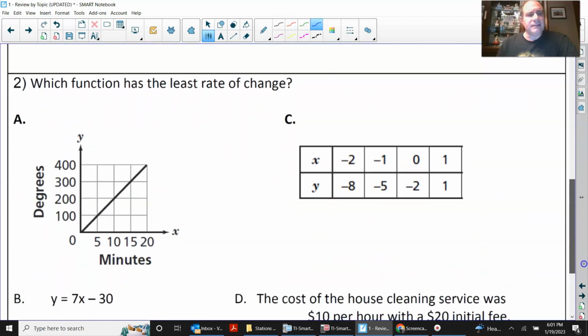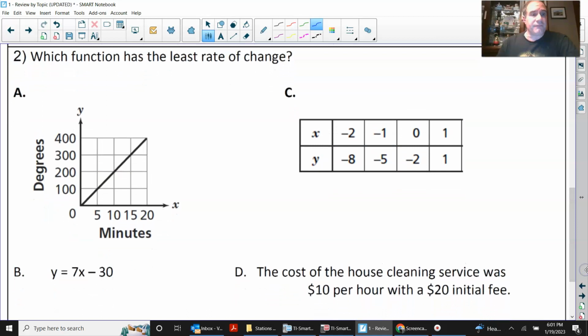Which function has the least rate of change? Now they give you 4 different functions. All right. So let's get right to it. In a graph, you always use rise over run. So this is 5. Be careful. This is going up. This is increasing by 5s, the x-axis. And then this is not 1. This is increasing by hundredths. So I'm going to put m equals 100 over 5. M equals 20. And that's 20 degrees per minute.